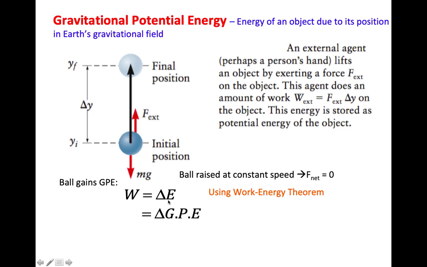Now change in energy is equal to change in gravitational potential energy. Why can we say that? Because the only change in energy here is gravitational potential, and there is no change in kinetic energy here. And we expand delta GPE as final gravitational potential energy minus the initial gravitational potential energy. Let us label it as equation 1. We will come back to it later on.